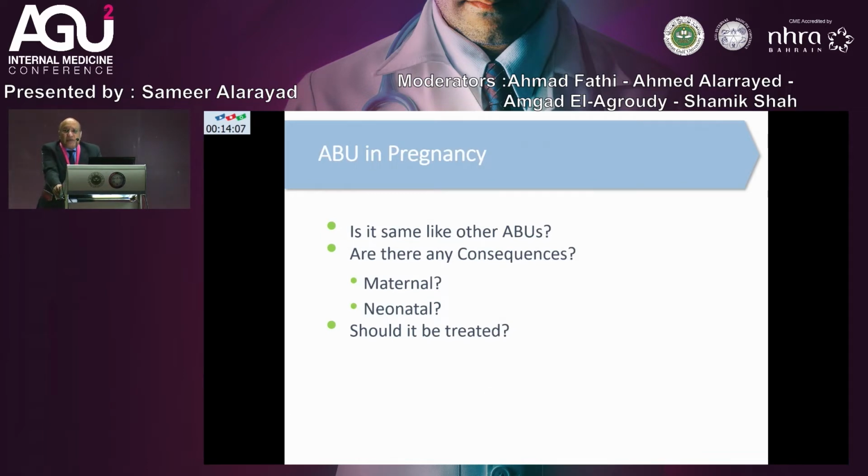There are special categories I'd like to mention about asymptomatic bacteriuria. One is pregnancy, and another probably is patients before urological surgery. Asymptomatic bacteriuria in pregnancy is the same as other ABUs, like what we saw earlier. And what are the consequences, especially the maternal and neonatal consequences? Should we treat asymptomatic bacteriuria in pregnancy or not?